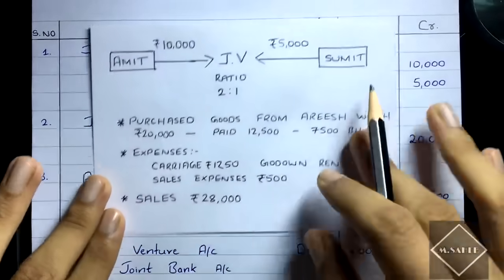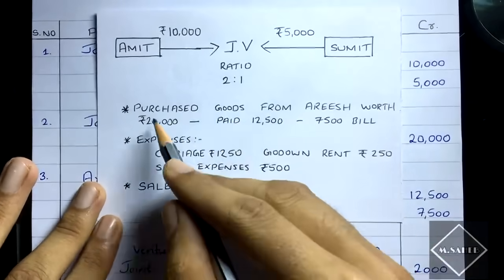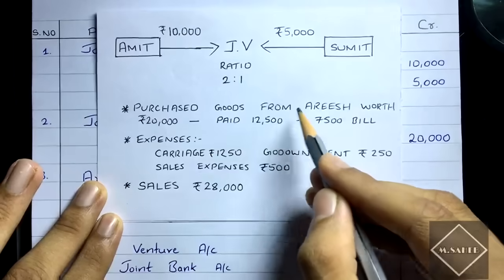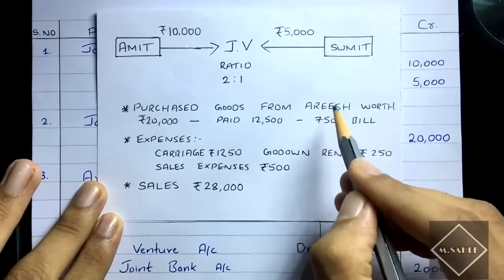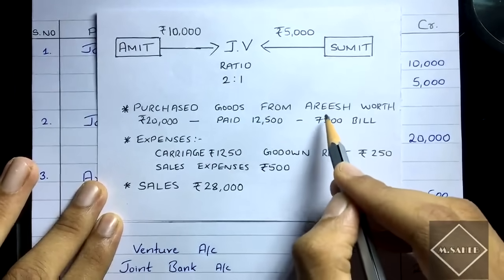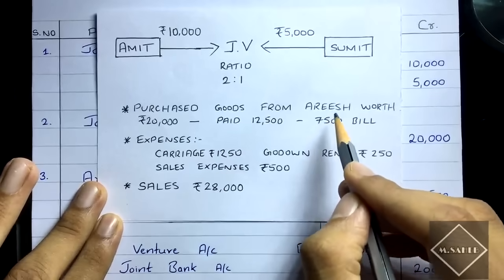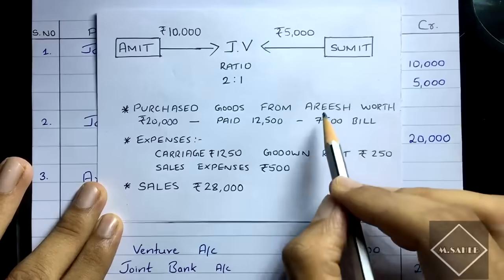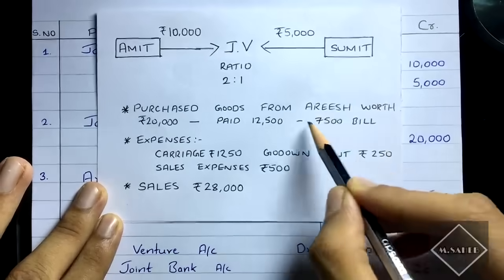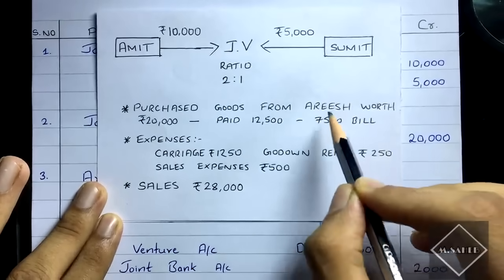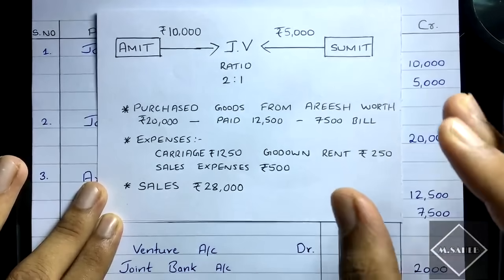Then the next entry is purchased goods from Arish. See here, specifically the name from whom we have purchased is mentioned. That means this is a credit purchase. So you have to understand that. Just by seeing, you have to identify that here the name is given, that means this is a credit purchase. You have to pay extra attention over here.